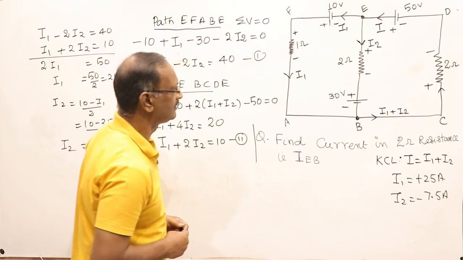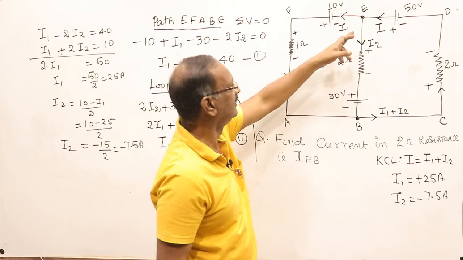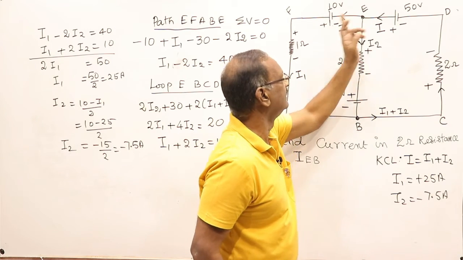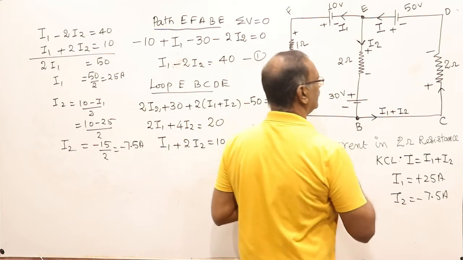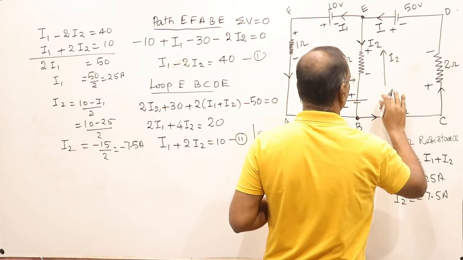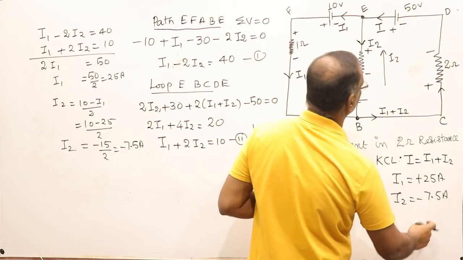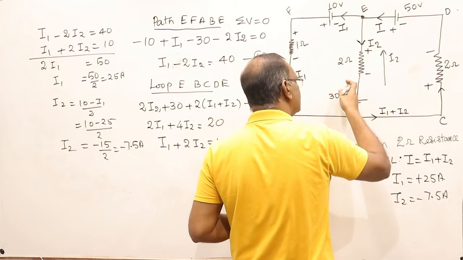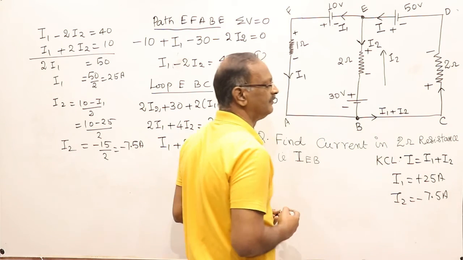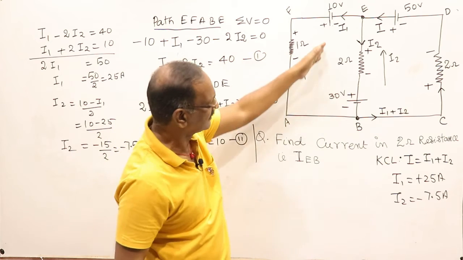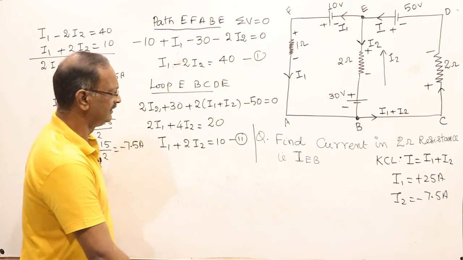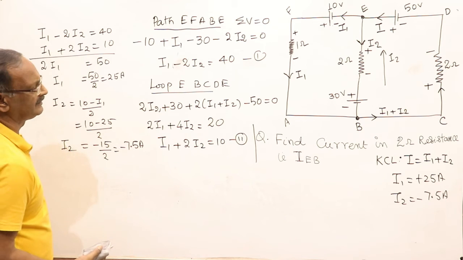It is well understood. We have assumed this direction of I2, and actually the current I2 is flowing in the opposite direction. If you take it in this direction, it will be plus 7.5 ampere. If you take this direction against the original direction, it will be minus 7.5. That's all. This way if you are coming, it is negative current, this way if you are going, it is positive current. That's all the difference. So we need not worry about it.